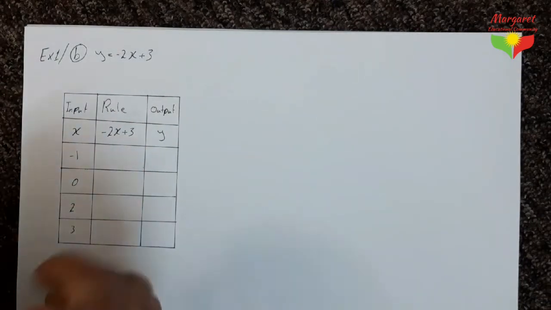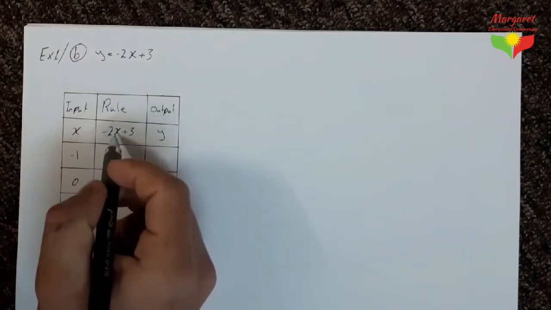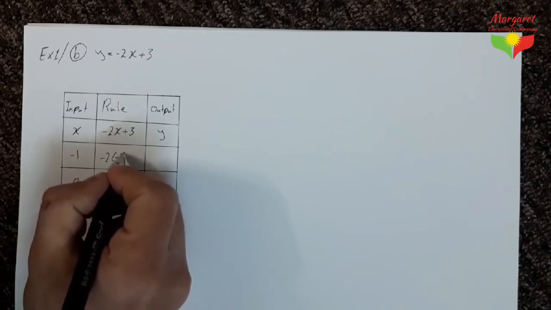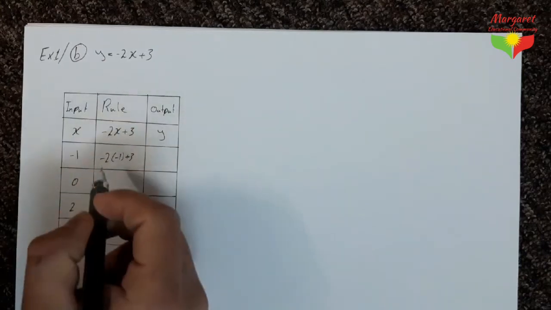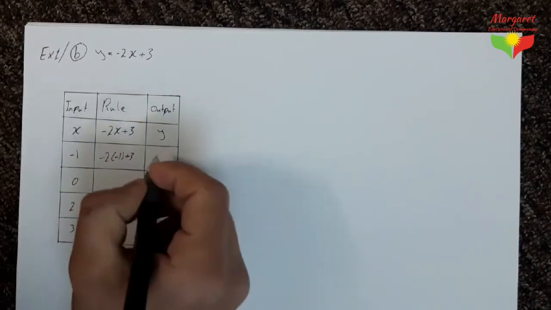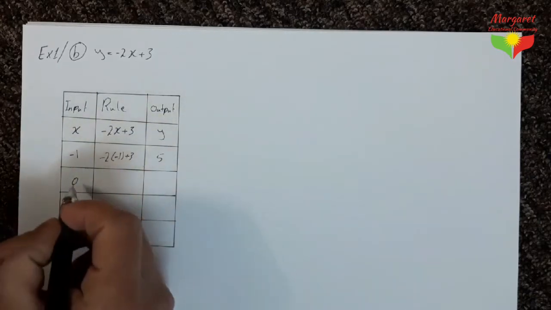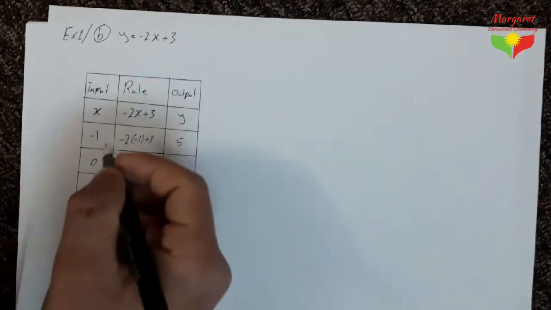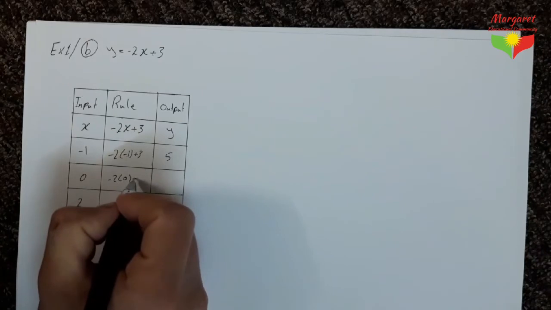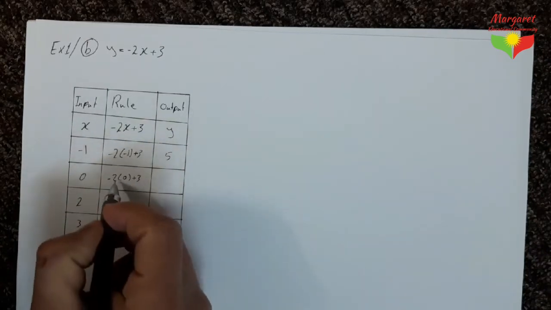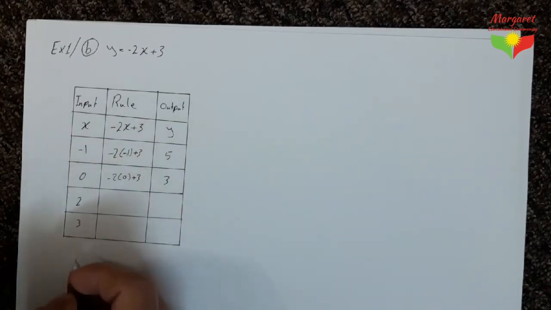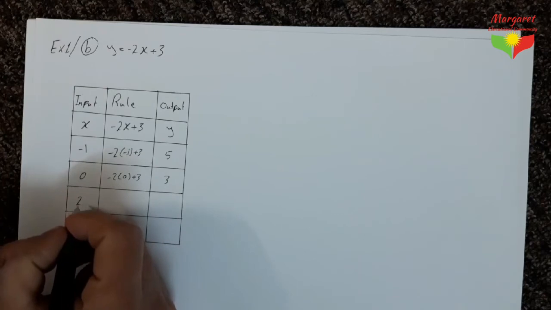Now substitute minus 1 for x. So we have minus 2 times minus 1 plus 3. Minus 2 times minus 1 equal to 2. 2 plus 3 equal to 5. And substitute 0 for x. So we have minus 2 times 0 plus 3. Minus 2 times 0 equal to 0 plus 3 equal to 3.